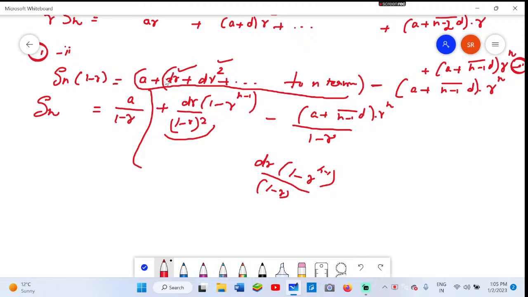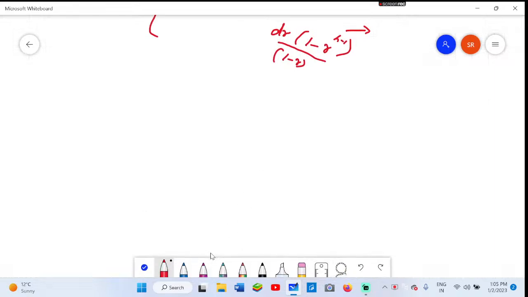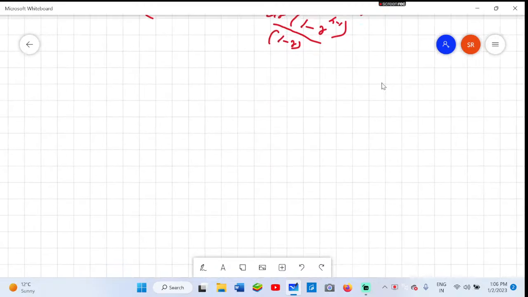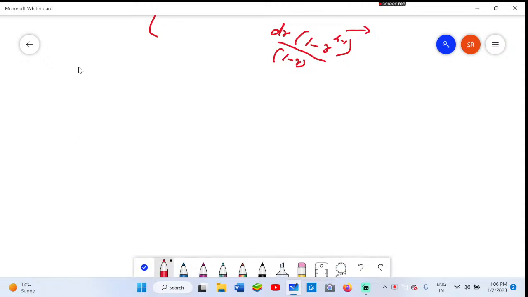So actually for this part we need to apply the formula for sum to n terms of GP, with the first term equal to dr and common ratio equal to small r. From here to here it contains n minus 1 terms. So you should remember this formula as such. Although in solving problems we will avoid using this formula directly, we will apply the process as such. Means writing Sn, then writing r times Sn, then subtracting. That way we shall proceed.